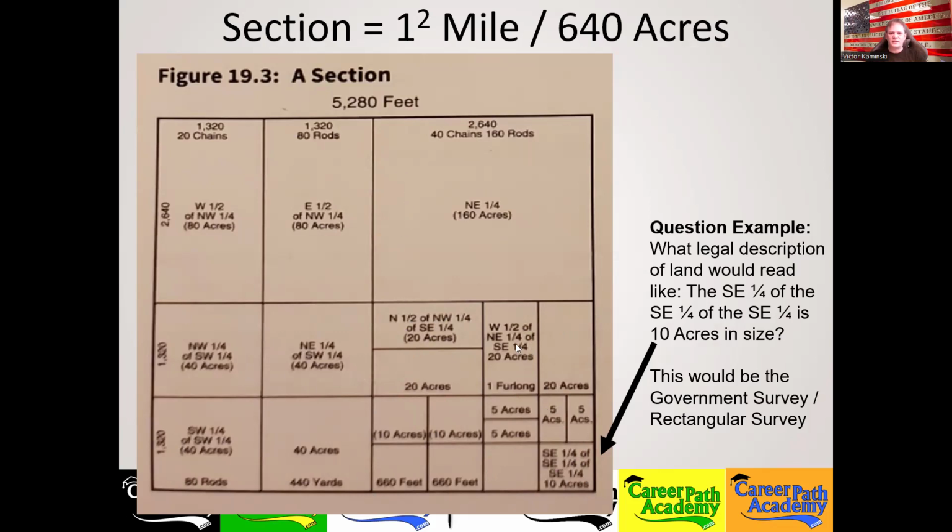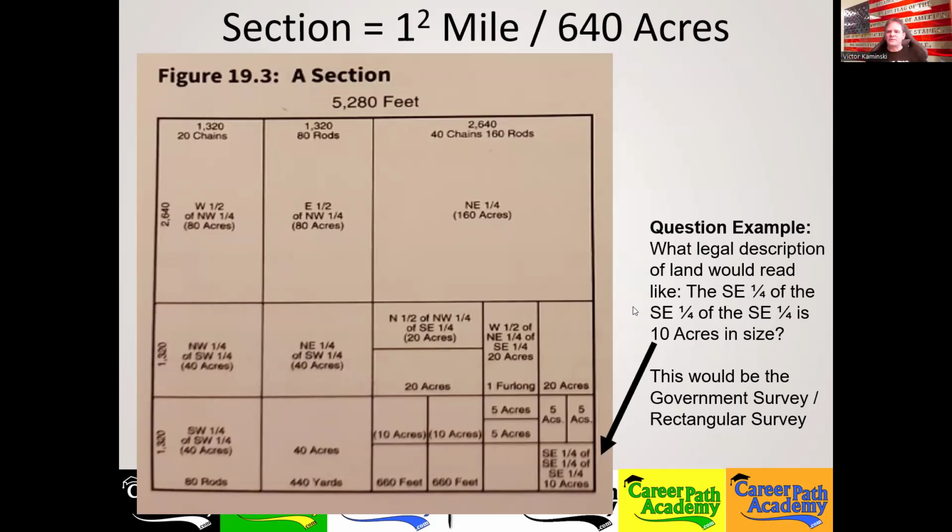We quartered this, and then we took this square and we quartered that, and then we took this square and then we quartered that. So that's the southeast quarter of the southeast quarter of the southeast quarter, which is 10 acres in size. If you see a measurement that reads like that, we're talking about the government or rectangular survey.